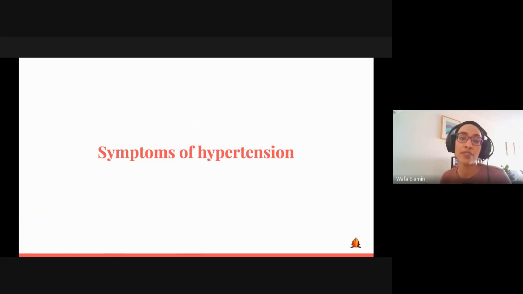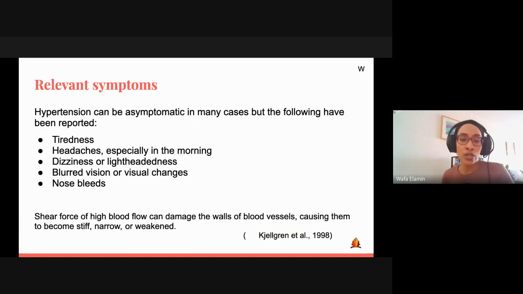So the symptoms of hypertension. Hypertension is often asymptomatic in many cases, and especially in the start, so when it's more mild. In some cases, we start to get some minor symptoms, and these can be related to the sheer flow of high blood pressure, high blood flow within the vessels themselves. High blood flow can directly damage the blood vessels, leading to stiffness, narrowing, and weakening of those vessels, and triggering some of these milder symptoms.